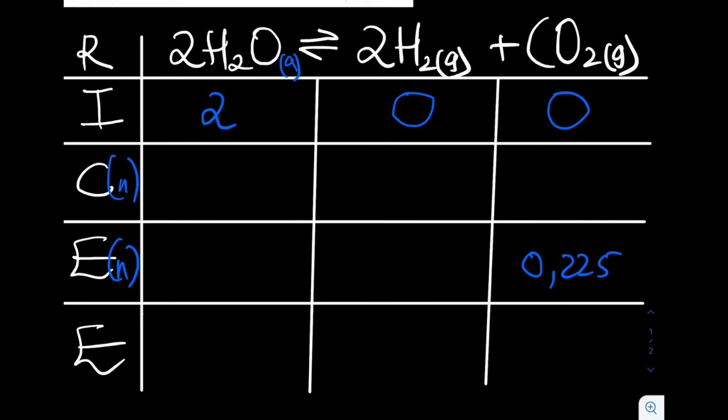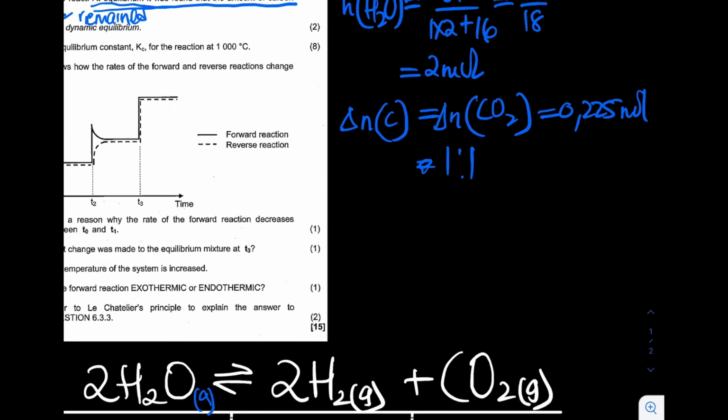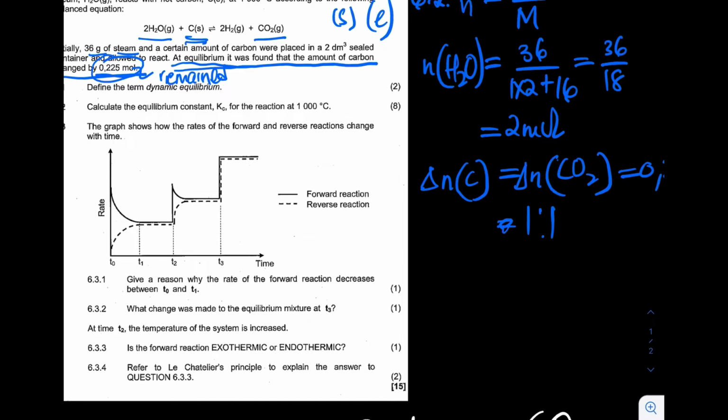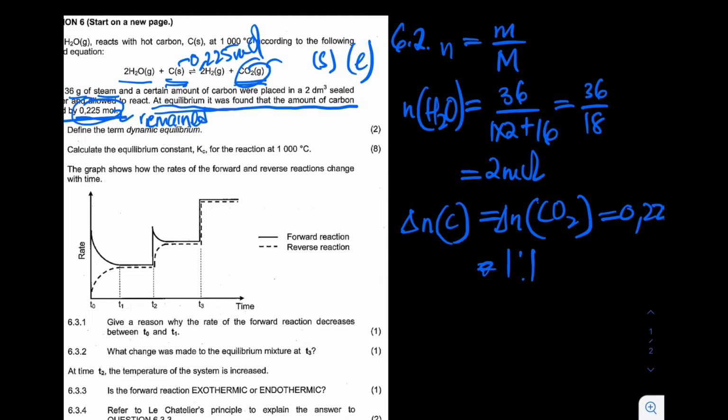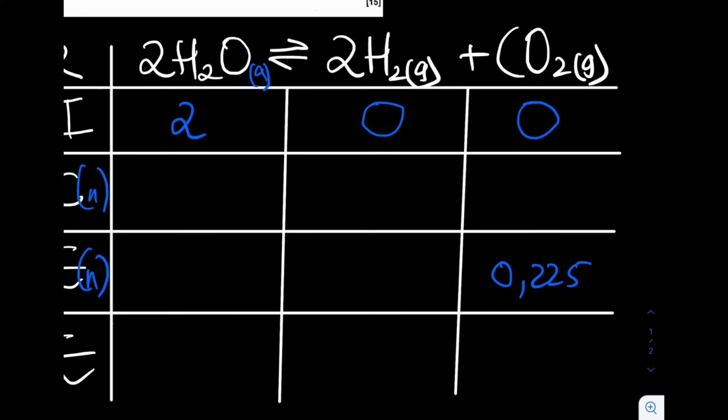Since, guys, I'm repeating this, since their ratio is 1:1, if this value is 0.225 at equilibrium, also the carbon dioxide at equilibrium is going to be the same value because the ratio is 1:1. So I place that value there, right?